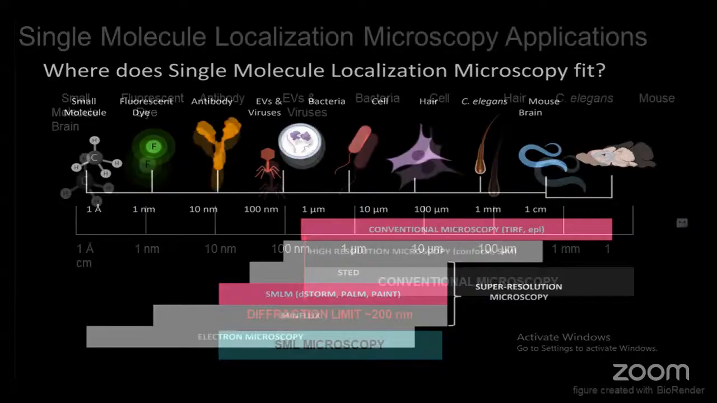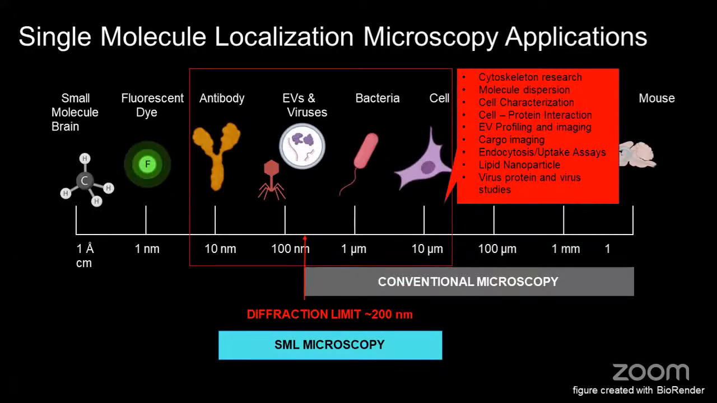So the key applications for people who work in this domain are cytoskeleton research, molecule and cell characterization, then EV profiling, then how cargoes are loaded or not loaded, and if you want to study the endocytosis of EVs and exocytosis of these EVs, or you want to study the endocytosis of a receptor. So all these things, or virus protein interaction. All these kinds of studies can be seen.